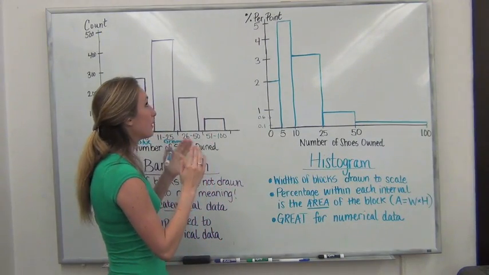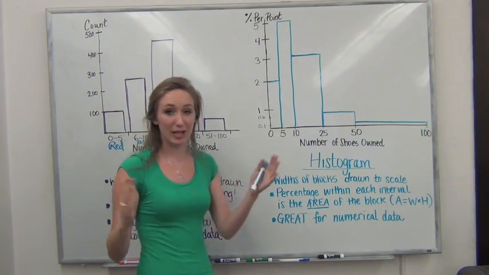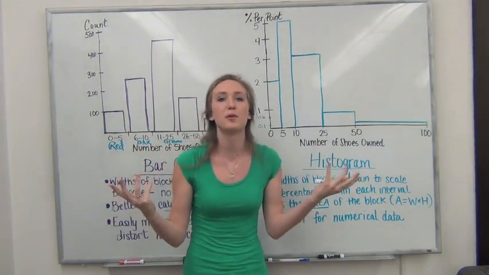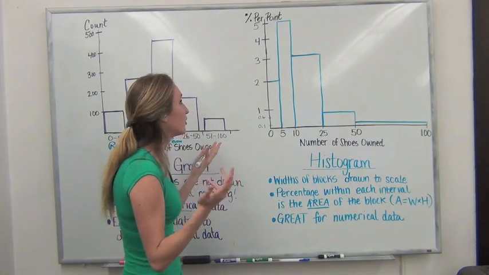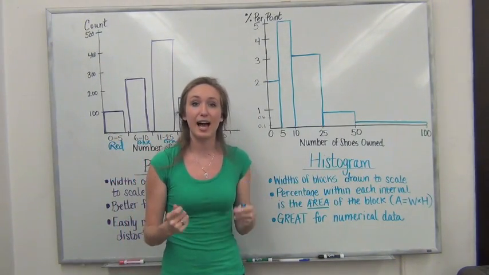So when we read histograms, because there's 2 elements now, height and width, where are we supposed to get the information from? Well, the true information, the true data, lies in the area.